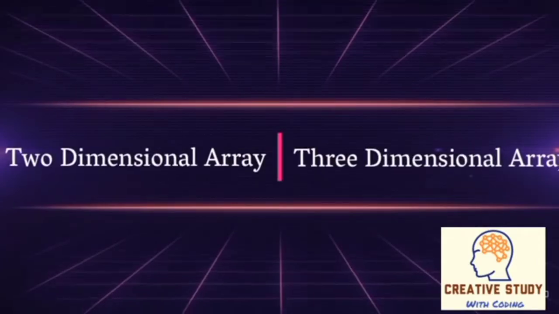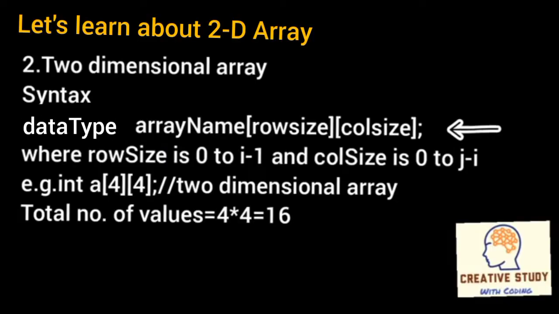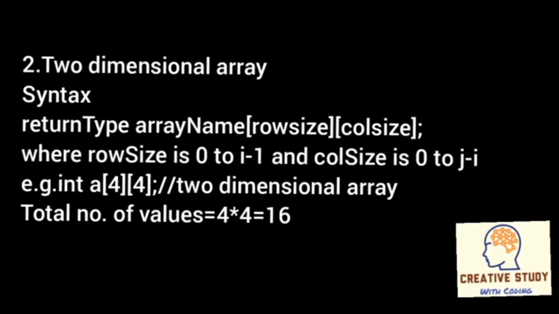In this video, we'll be discussing two-dimensional and three-dimensional arrays. First of all, learn two-dimensional array. Type, array name, row size, column size, where row size is 0 to i-1 and column size is 0 to j-1. For example, int a[4][4] is a two-dimensional array and row size and column size is 4, that is 0 to 3, of type integer. In this array, we can store 16 values at their respective indices.